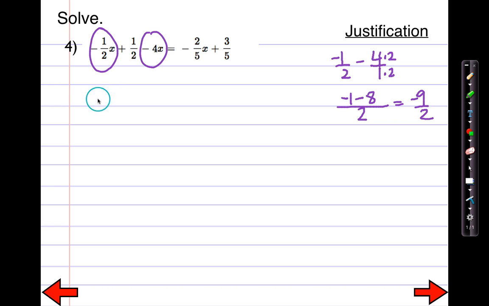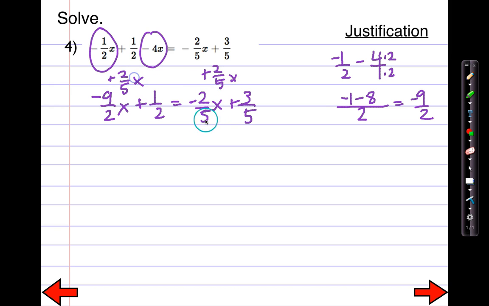So here we have negative 9/2 x plus 1/2 equals negative 2/5 x plus 3/5. I do have variables on both sides, and notice right here they're not the same, so automatically I know there's going to be one solution. So let me go ahead and isolate it to one side by adding 2/5 to both sides.